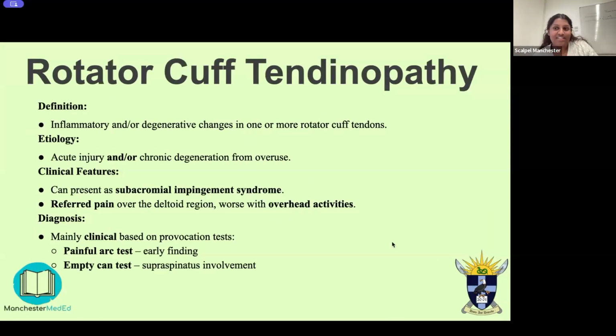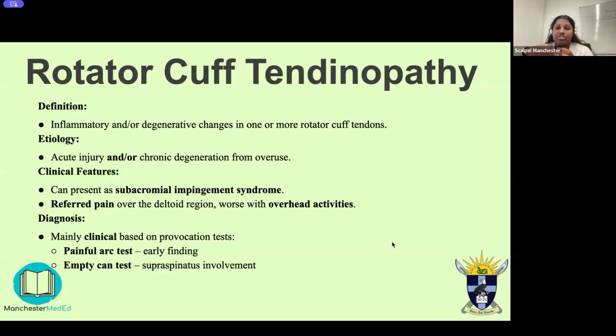So a rotator cuff tendinopathy. When we take the last word, tendinopathy, it's inflammatory. So it's an inflammatory change to one or more of the rotator cuff tendons. And basically, when you get the tendinopathy, you can also get something called an impingement syndrome that comes with it, which I'll be going on to later.